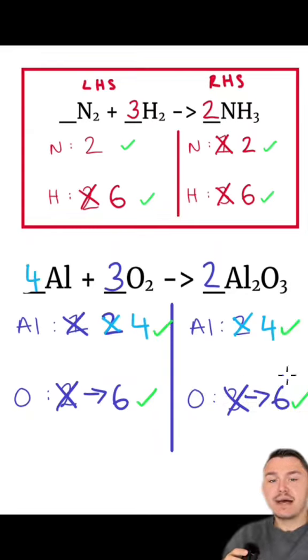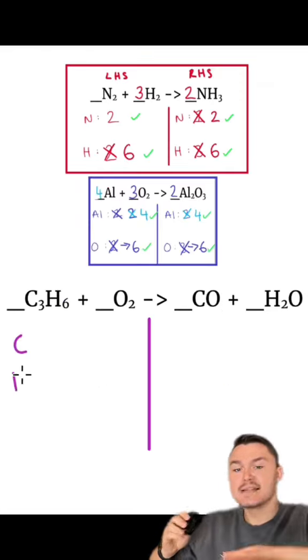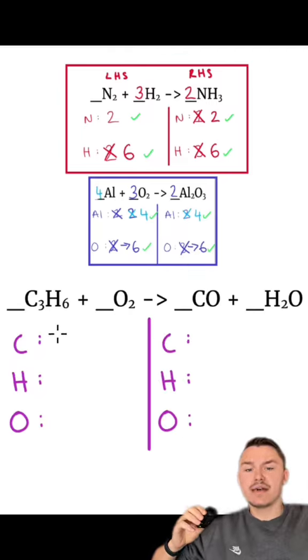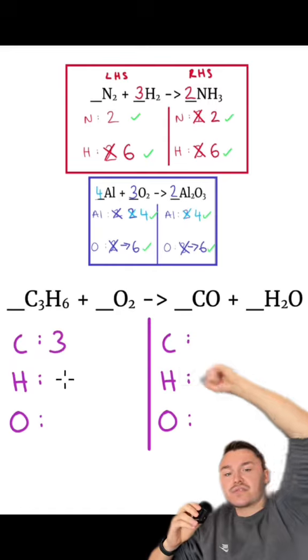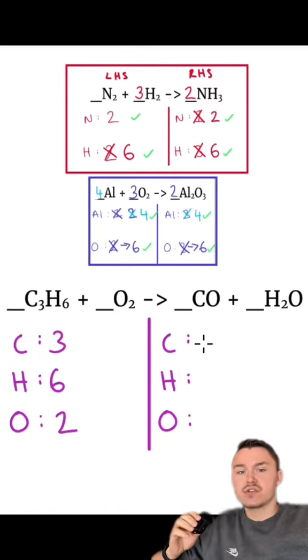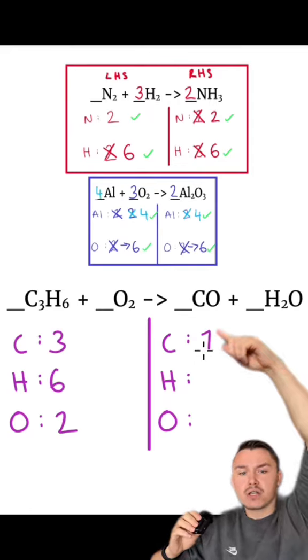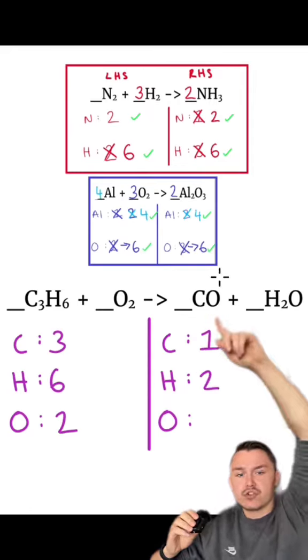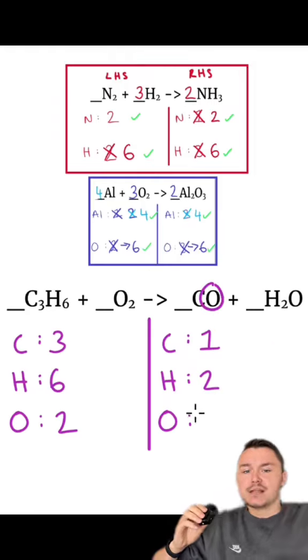And now everything's balanced. Let's try one more. Set it up exactly the same way. Carbon, hydrogen, and oxygen are the atoms on the left and the right. I can see that there are 3 carbons on the left. There are 6 hydrogens on the left, and there are 2 oxygens on the left. On the right, I've got 1 carbon. I've got 2 hydrogens right here, and I've got 2 oxygens because there's 1 there and there's 1 there.